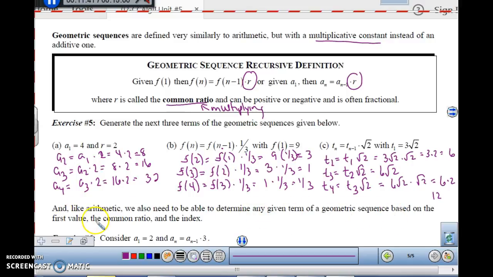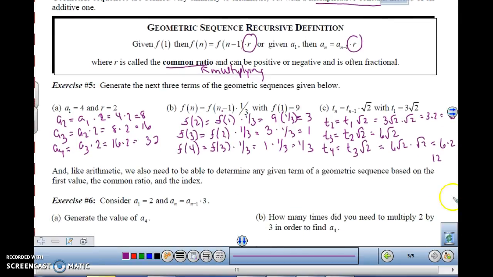And like arithmetic, we also need to be able to determine any given term of a geometric sequence based on the first value, the common ratio, and the index. So let's save the rest of this for the next class, and we'll go over geometric sequences some more.